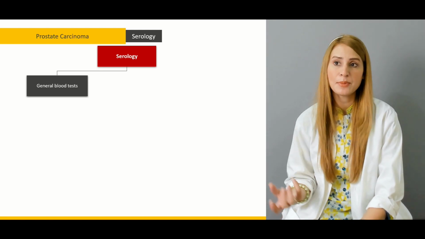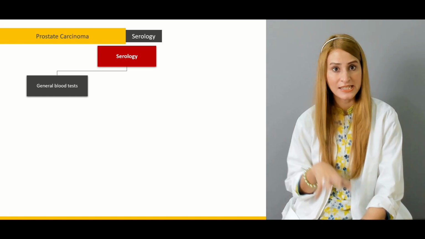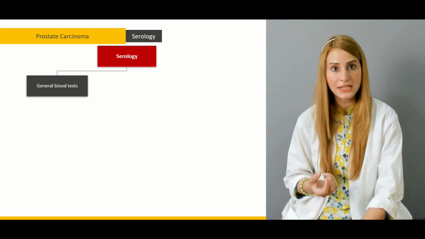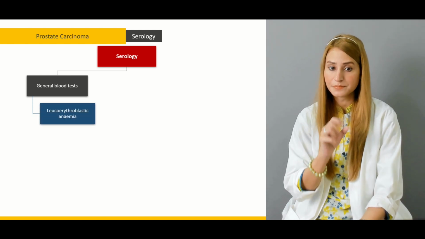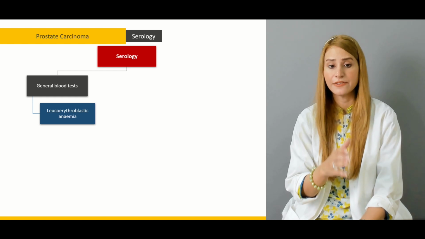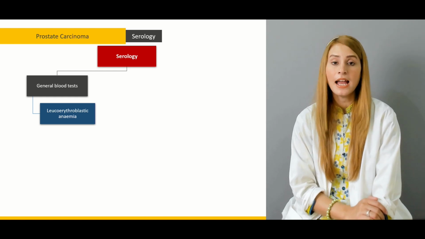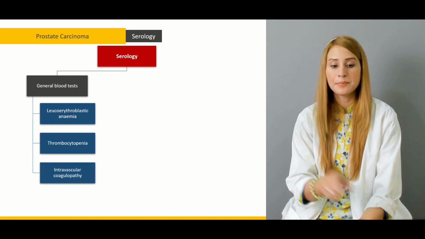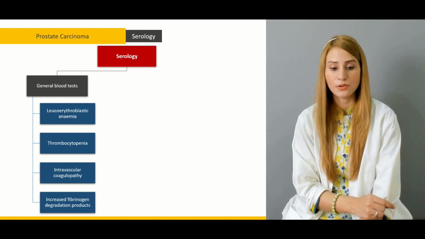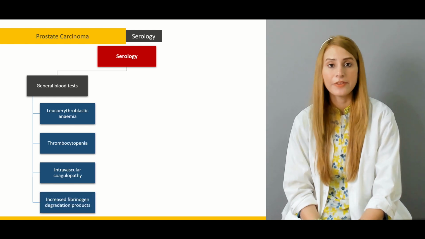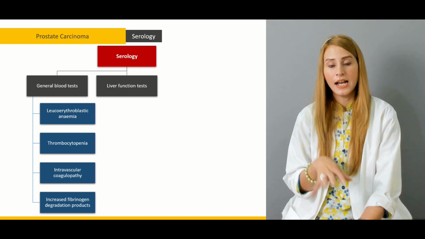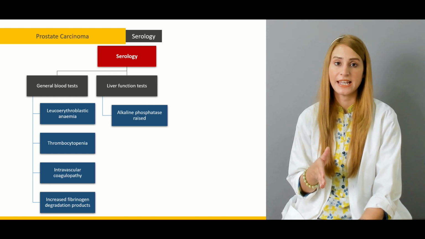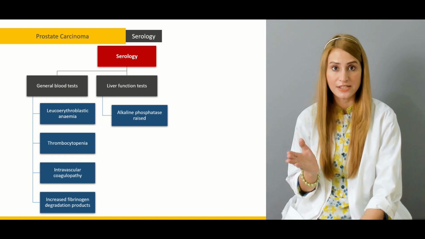we have to start from the baseline investigation, the general blood test. Why? Because if there's an advanced tumor with bone marrow invasion, there can be pancytopenia in the blood CP, and you have to start from the general blood test, like the leukoerythroblastic anemia, because of the invasion of the bone marrow. There can be thrombocytopenia, and because of that, there can be intravascular coagulopathy. There can be increased fibrin degradation products. And then we also go for the liver function test. Why? Because prostatic cancer also metastasizes to the liver as well.